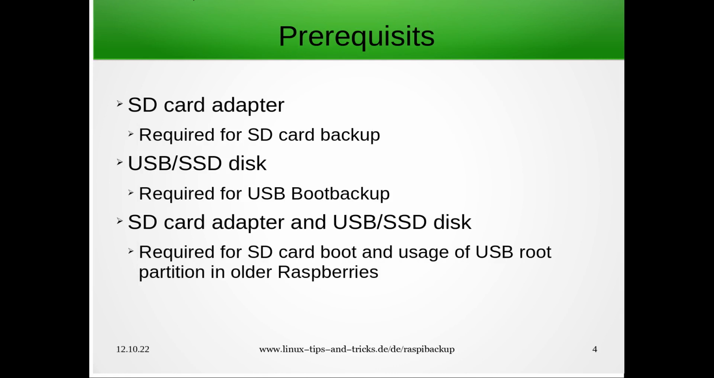Next, you need an SD card adapter whenever you want to restore to an SD card. And you also need a USB SSD disk whenever you want to restore a USB boot backup or a mixed backup. I just talked about the mixed backup on older Raspberries which don't support USB boot. You have to restore an SD card which actually only has the boot partition, and also the USB SSD disk on a different disk.